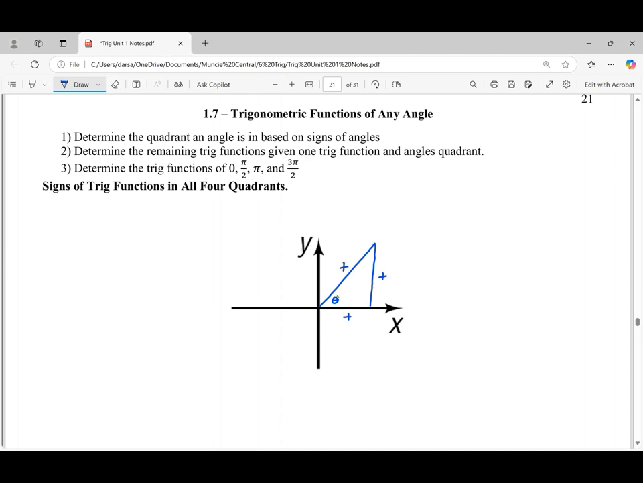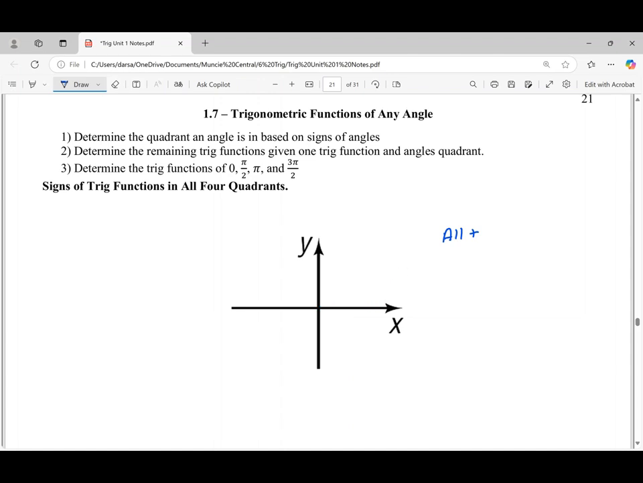So we can see sine, SOH, will be positive over positive, cosine, CAH, will be positive over positive, and tangent, TOA, will also be positive over positive. So all of the trig functions in the first quadrant will be positive. There will be no negative ones.